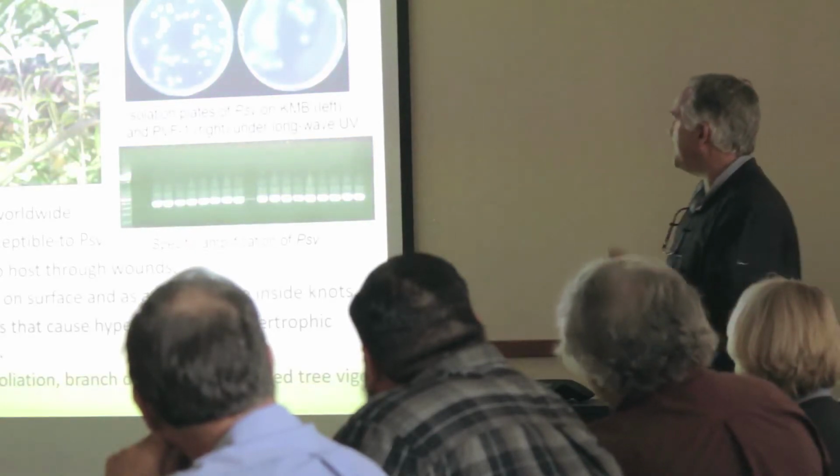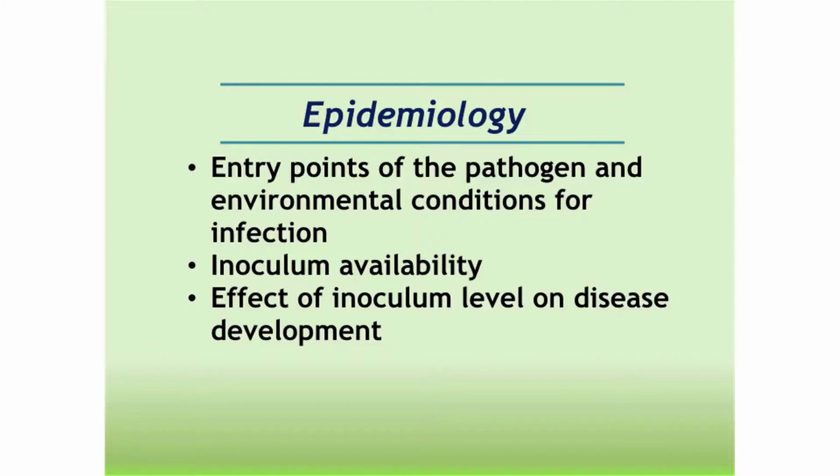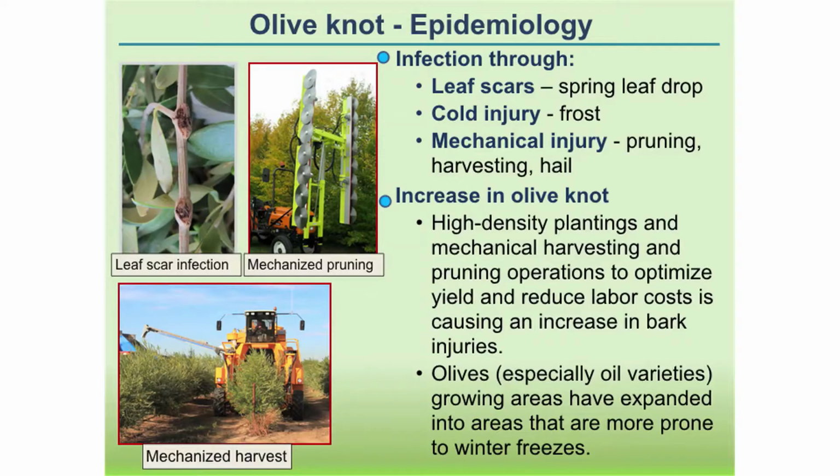How can we manage this disease, knowing a little bit about the biology of this organism? Let's talk a little bit about the epidemiology. I already pointed out these are the leaf scars. Olive leaves are evergreen, but they do drop their leaves at certain times of the year, especially in the spring. They're going to lose some leaves. Those little points of attachment for those leaves are going to fall off, and they can be immediately a source of entry for the bacterium into the plant. But the good news is, we'll show you in a little bit, that they heal over very quickly. Cold injury, mechanical injury, these are the other major things.